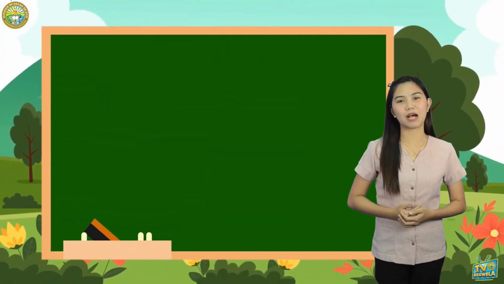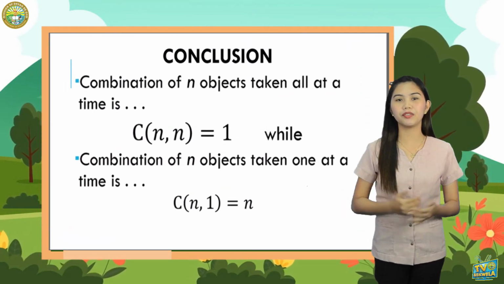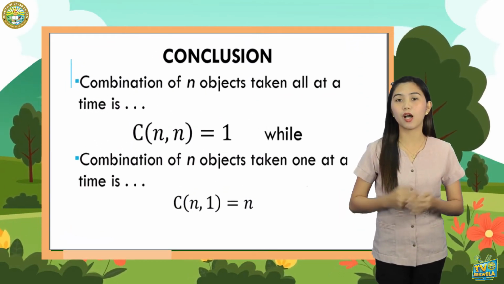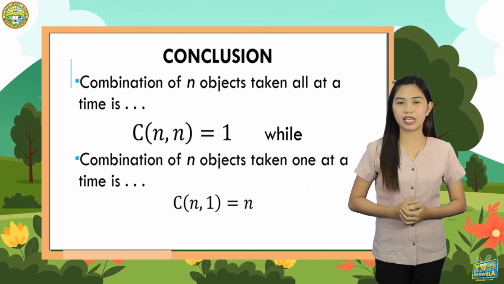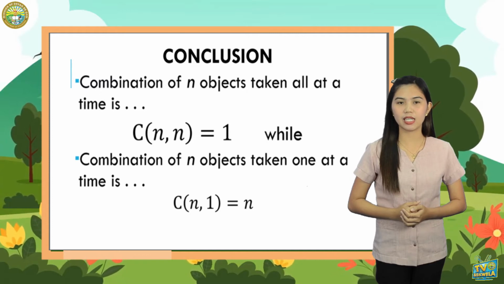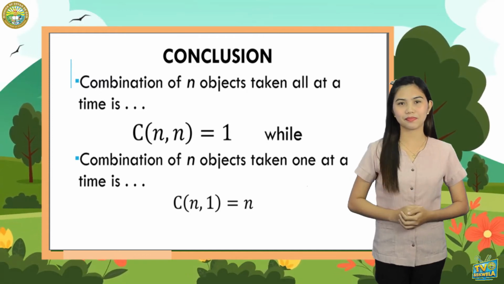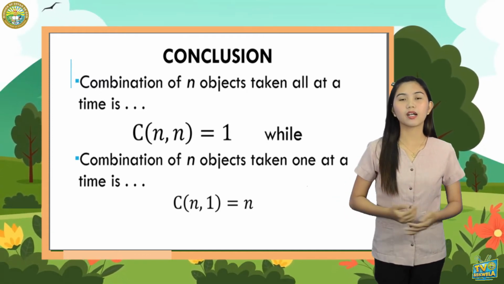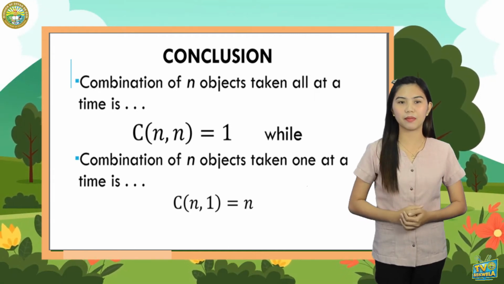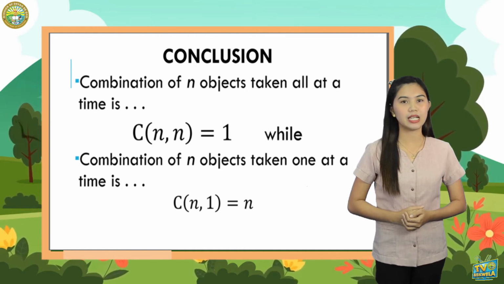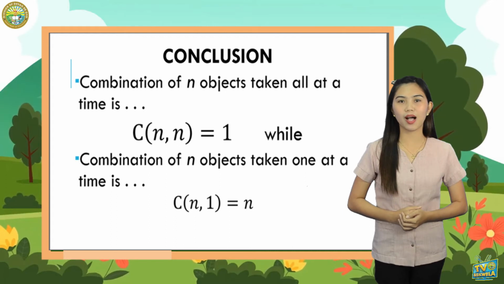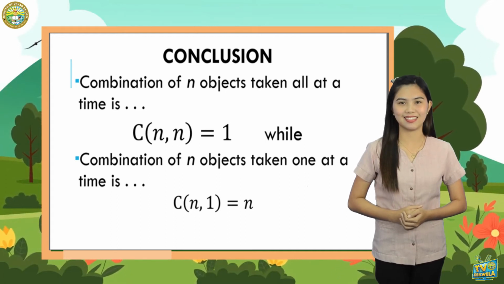Based on the given examples, we can conclude that the combination of n objects taken all at a time is C(n, n) equals 1, while the combination of n objects taken one at a time is C(n, 1) equals n.